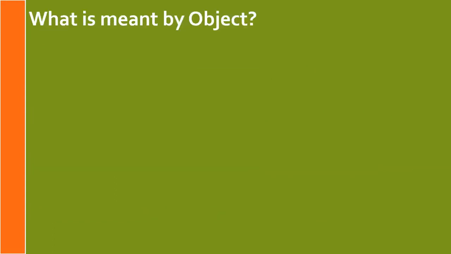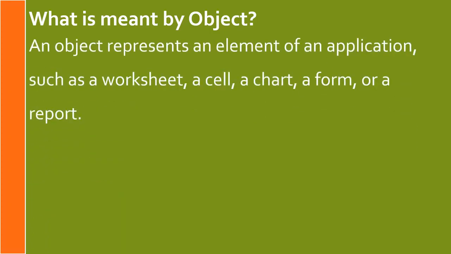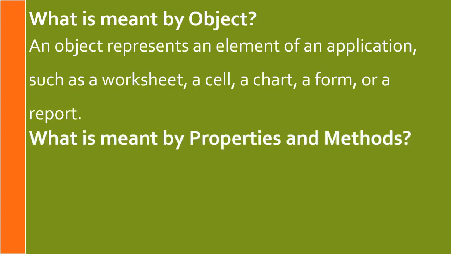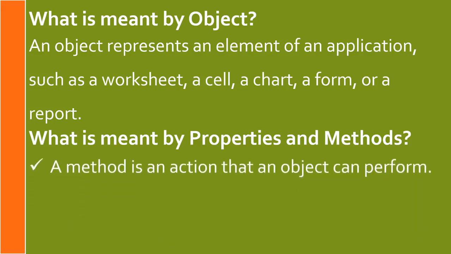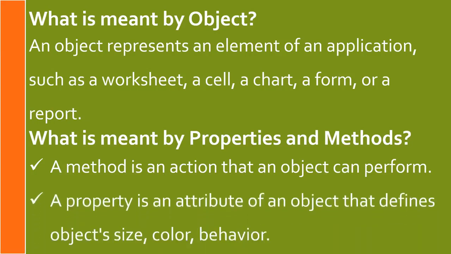What is meant by object? An object represents an element of an application such as a worksheet, a cell, a chart, a form, or a report. What is meant by properties and methods? A method is an action that an object can perform. A property is an attribute of an object that defines object size, color, and behavior.